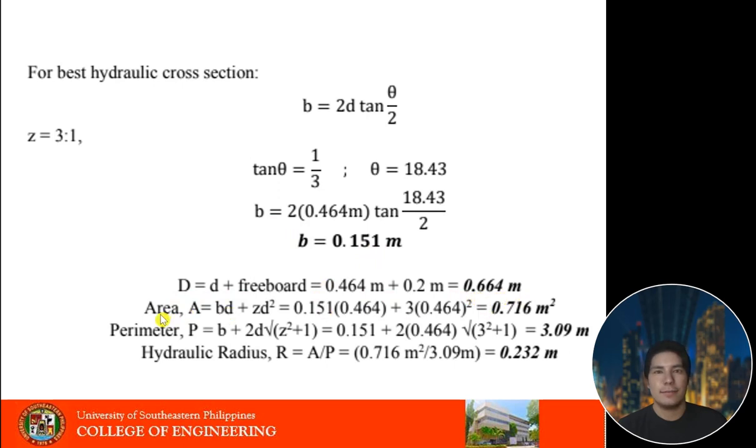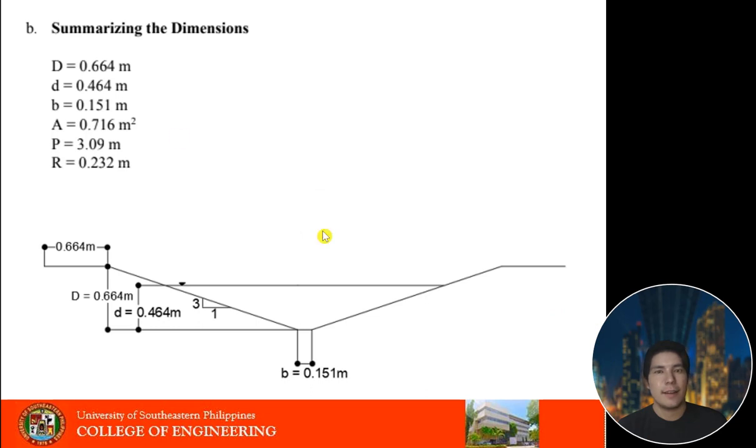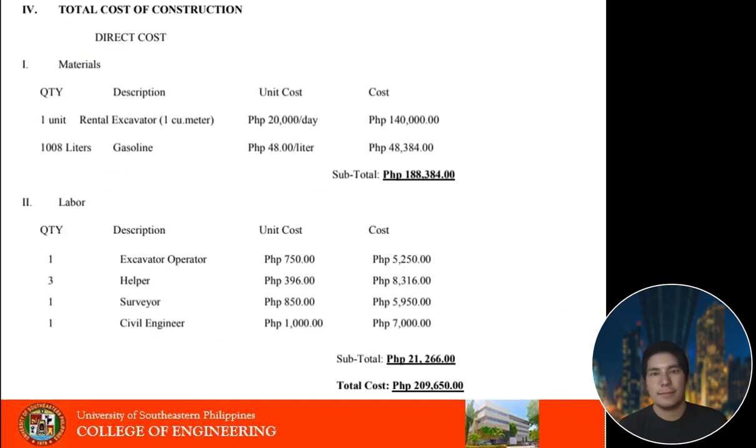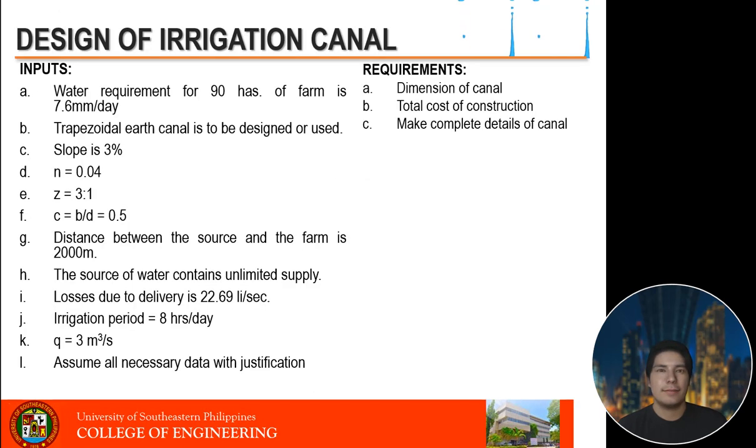We can now compute the area, perimeter, and hydraulic radius, which are 0.716 square meter, 3.09 meter, and 0.232 meter, respectively. So, summarizing the dimensions, we have this one, and this is its cross-section. Okay? So, we have also computed the total cost of construction for materials and labor.